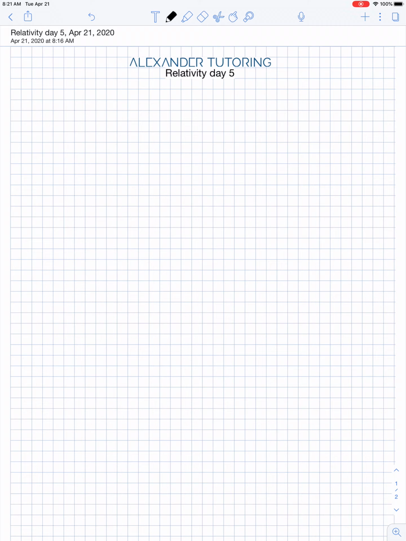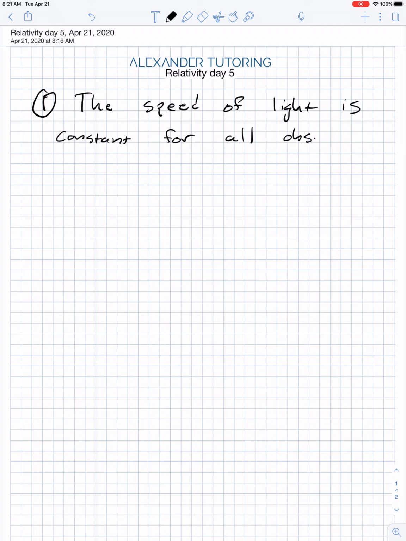So we'll start with postulate number 1, and that is the speed of light is the same, or is constant, for all observers. Does that sound normal? In fact, it's crazy. And we'll get into why it's crazy in just a second.